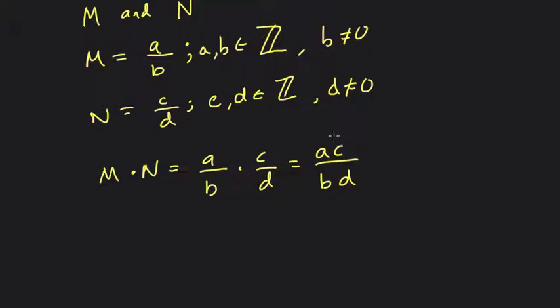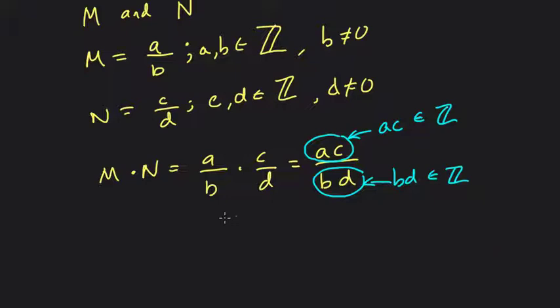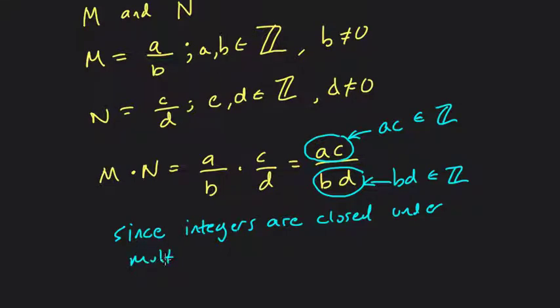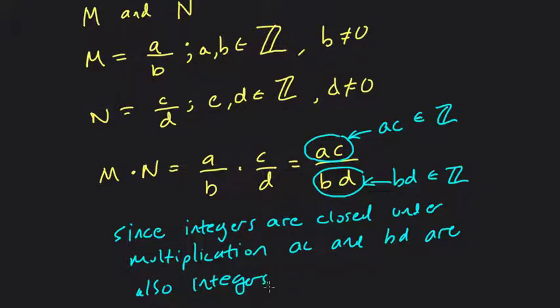Now what does this mean? Well, since a times c is an integer, or you can use the element symbol I've been putting, meaning it's an element of the integers. Same thing, it's an integer. And b times d is also an integer, since integers are closed under multiplication. That means there's no way to multiply integers and get a non-integer. You could try it, any combination. ac and bd are also integers. And then lastly, therefore, m times n equals ac over bd.